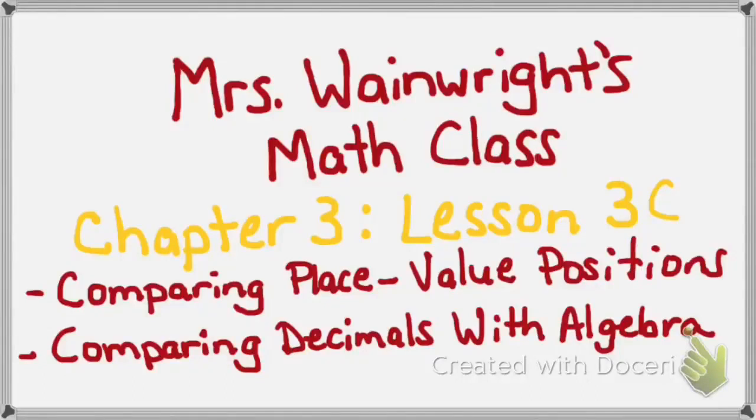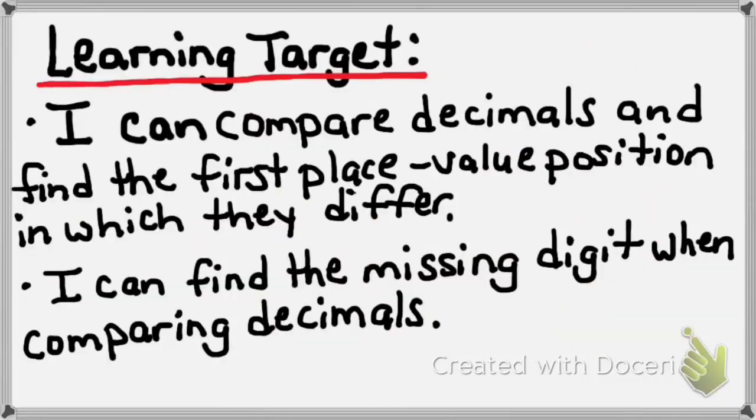This is Mrs. Wainwright's Math Class, Chapter 3, Lesson 3C, Comparing Place Value Positions and Comparing Decimals with Algebra. Our learning target by the end of this lesson, you should confidently be able to say, I can compare decimals and find the first place value position in which they differ, and I can find the missing digit when comparing decimals.